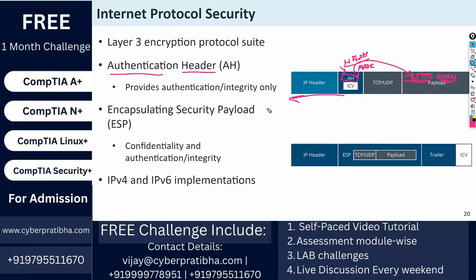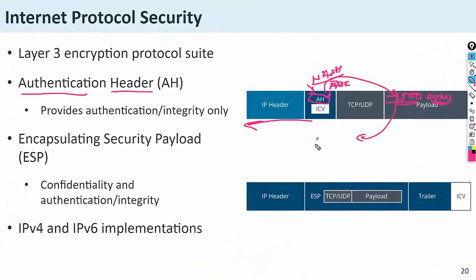Then the data reaches its destination. There the hash value is generated again, and if the hash value is ABC, it will be considered that your payload is protected. Protected means the payload has not been changed in between, the full data is received, and integrity is maintained. No modification has been done while the data was transmitted.